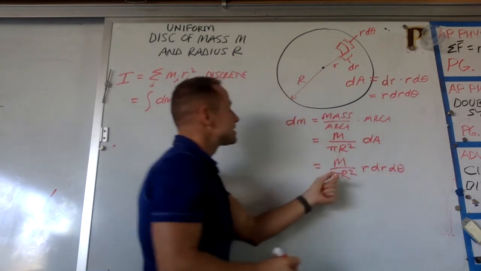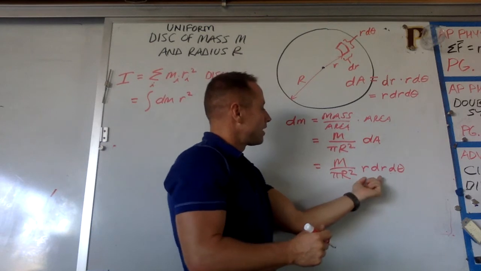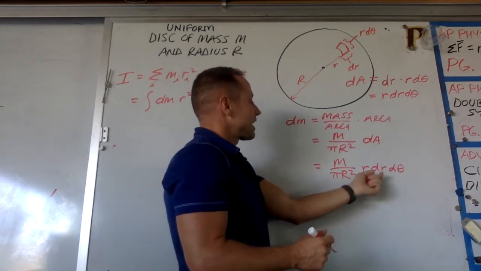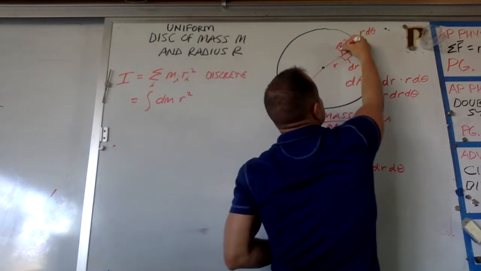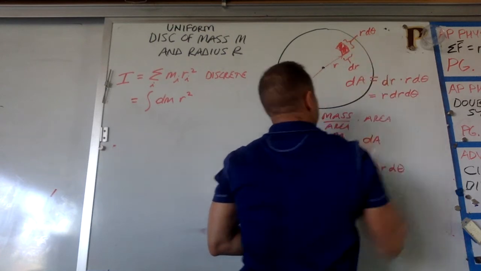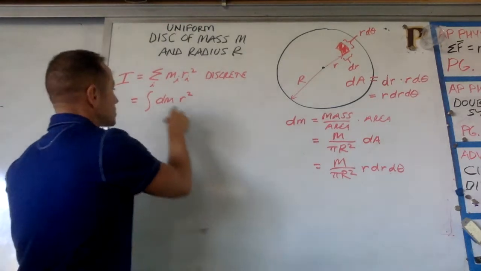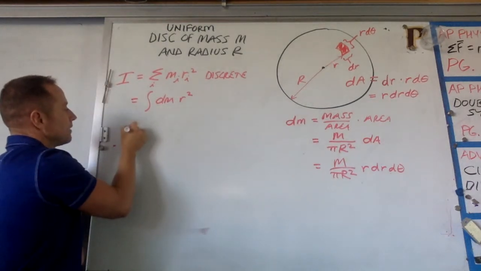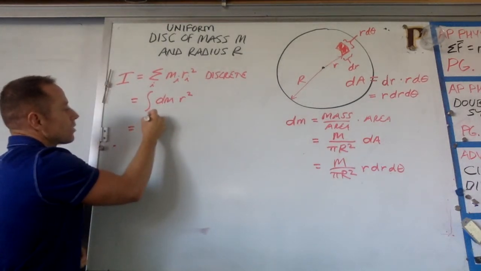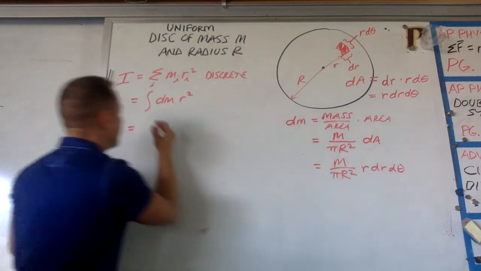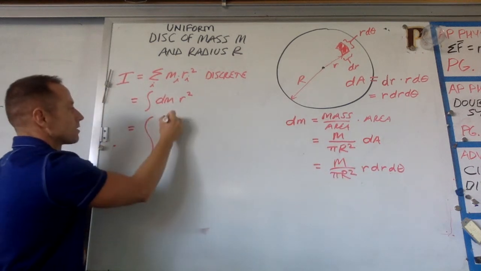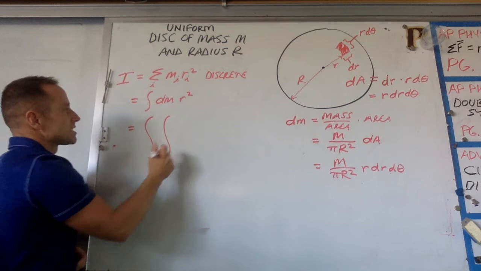Okay, so that is a little chunk of the mass. That's how much this little piece weighs. And then what you'd have to do is multiply that thing by r squared and integrate. So then we can just shove this thing back in here. Okay, so we've got integral. Well, you can see we're integrating over two variables. So double integral, we'll put the limits on in a second.